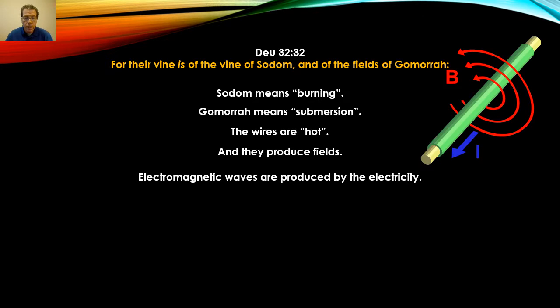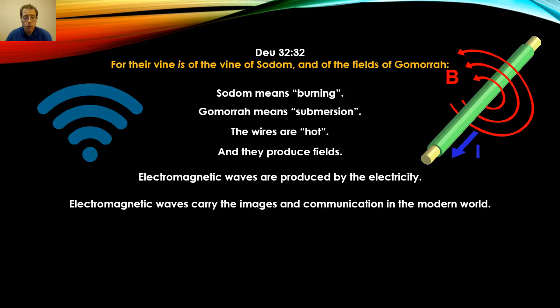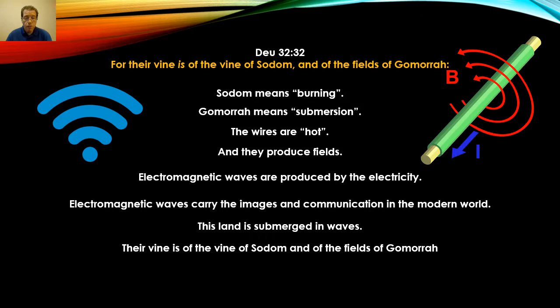The electromagnetic waves are produced by the electricity. The current flowing through the wire, the change in the current, causes a wave to form. Electromagnetic waves carry the images and communication in the modern world. Those waves, the land is submerged in waves. Their vine is of the vine of Sodom, burning, and of the fields of Gomorrah, submersion.